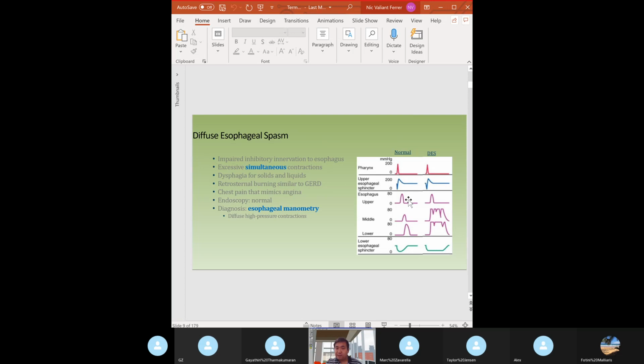Look at the normal and the DES esophagogram. The upper esophagus is the same. Where are the contractions? Mainly the middle and the lower part. You can see this zigzag pattern, like it goes down, goes up, down, up, down, up, right? So that's where you know it's diffuse esophageal spasm. Everything else is normal, okay?